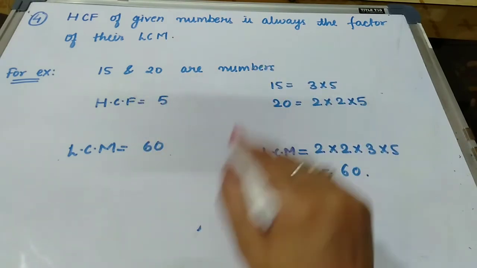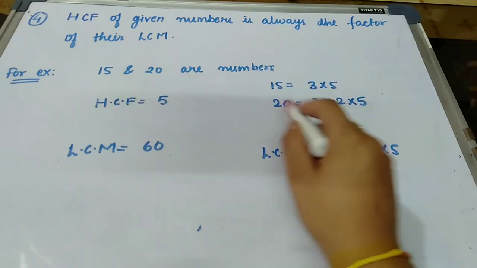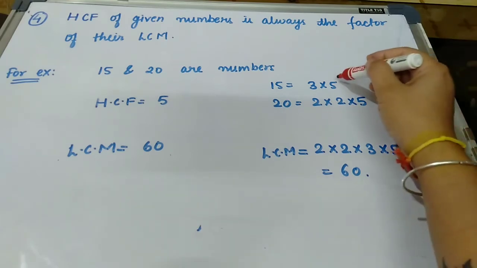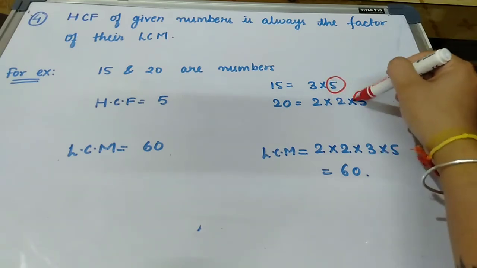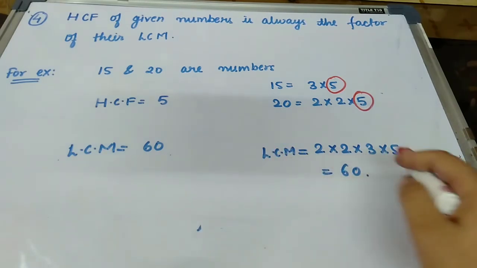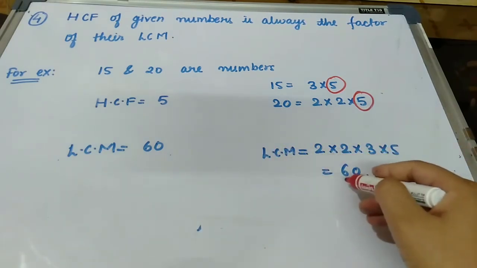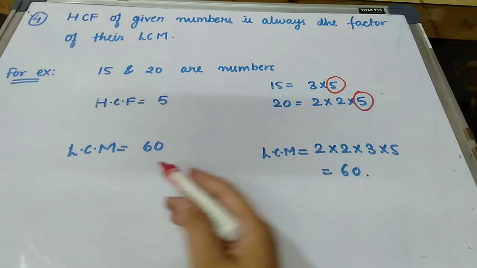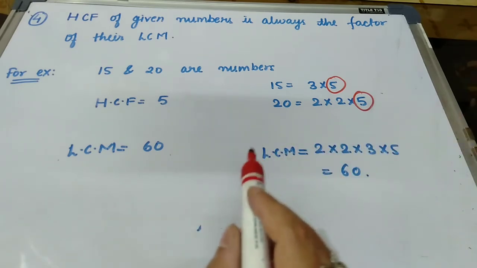Let us see through an example. 15 and 20 are the numbers. So first let us find out the HCF. What is the HCF? See, only the common number is 5 and it is the greatest, so HCF is 5. Now LCM, we will find the LCM, so LCM will be 60. So LCM is 60 and HCF is 5.